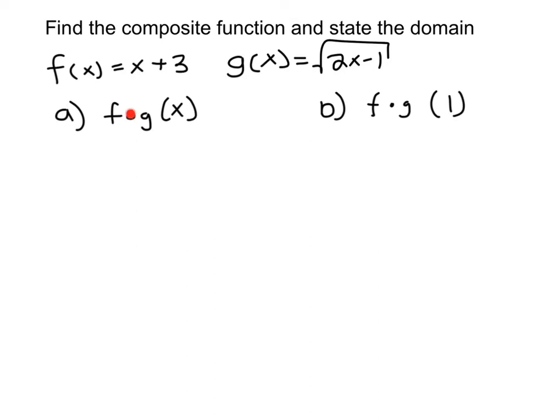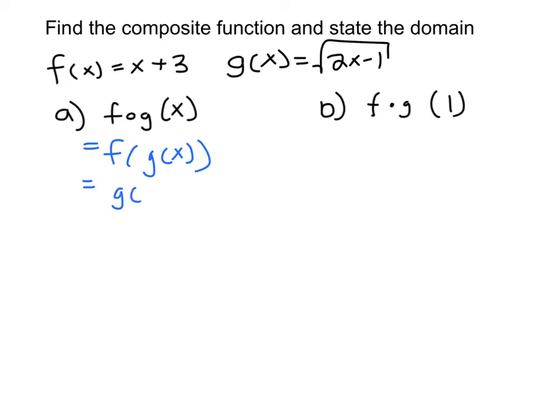So that's the way you read this little o. It looks like fog, but what it's saying is that little o is an "of." So f of g of x. Okay, so we could rewrite that as f of g of x. These two are the same thing. Basically, what it's asking us to do is, when we're looking at f of x, go ahead and plug in g of x everywhere you see x.